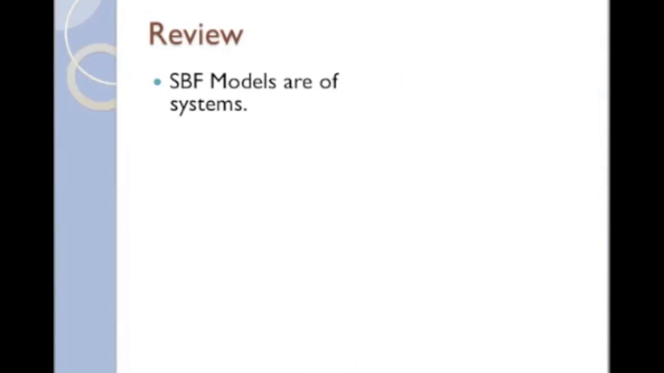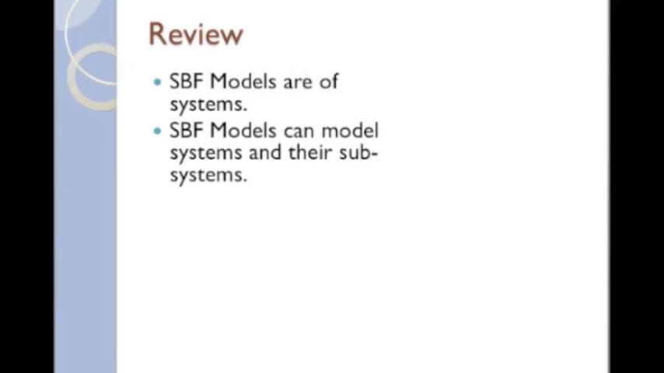To review, SBF models are of systems which consist of a set of objects which work together to accomplish some function, such as a light circuit, a heart, or the leaf of a plant. SBF models can model both a system and its subsystems. This is a very important concept for SBF models. In the simple case of the light circuit, we can model the whole circuit as well as, for instance, the battery subsystem. And using transitions, we will be able to show the relationships between them. We'll show how in Chapter 4.